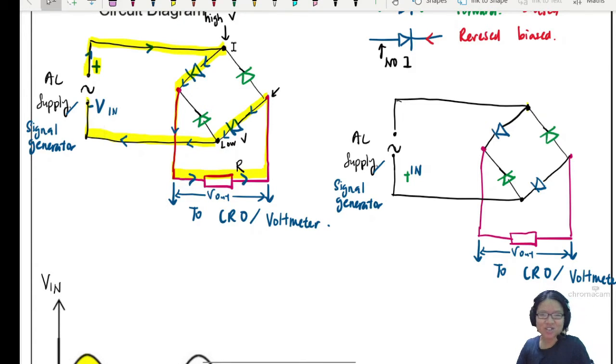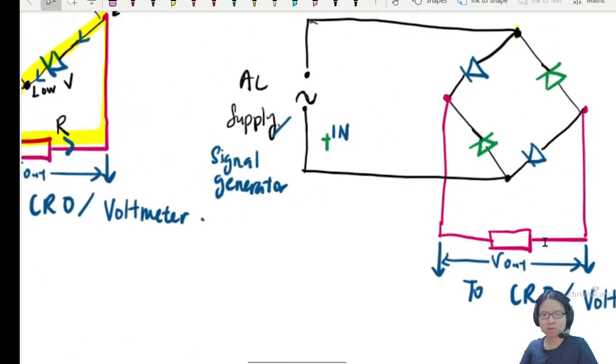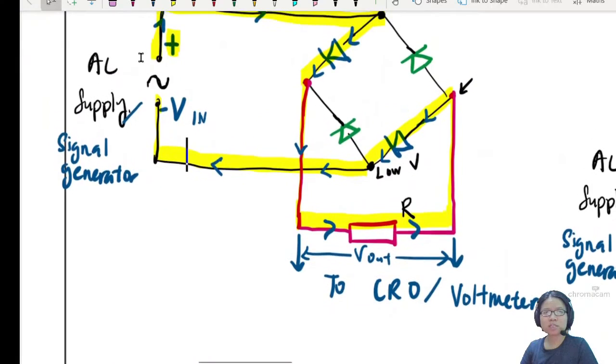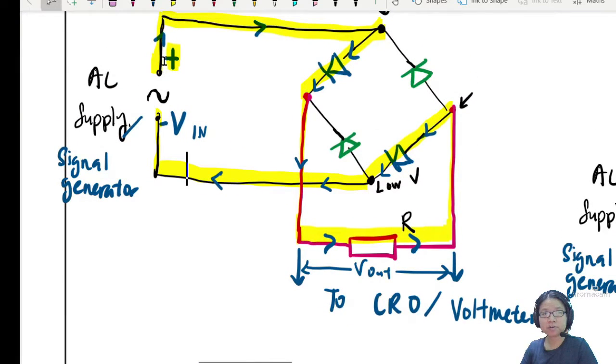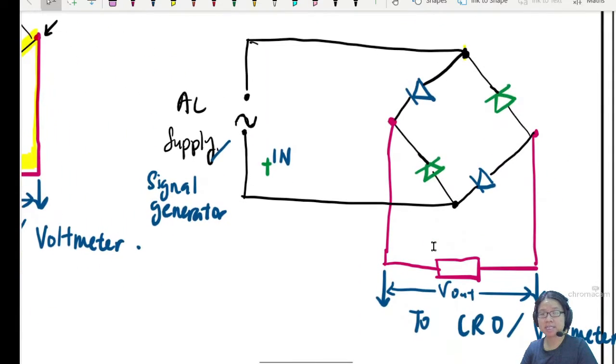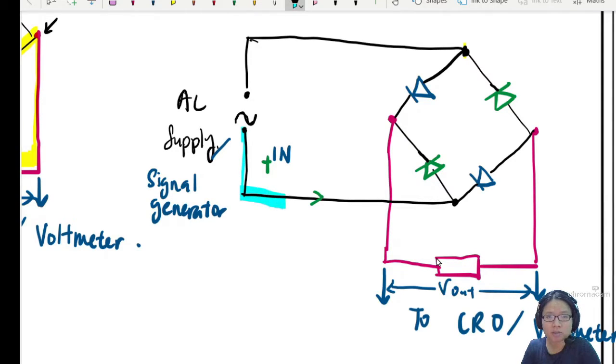Okay, so let's go, kids. So negative is the blue cycle. I will use a blue highlighter. So we will swap just now from this top part as positive to the bottom part as positive for the next cycle, because AC is swapping, right? So now we're gonna try, go this way. Okay, so the current will come out from here, and then pass through here.